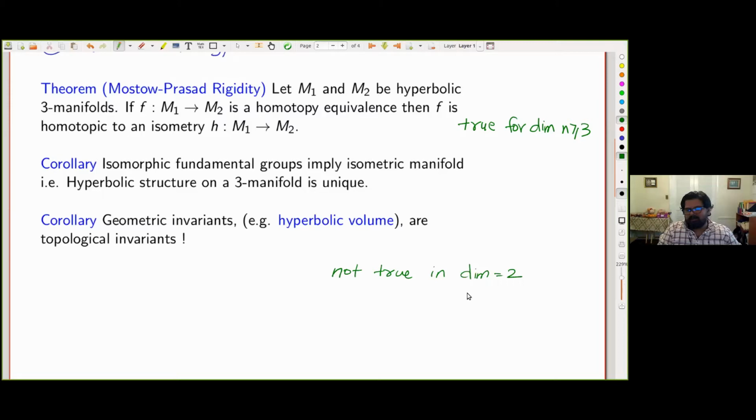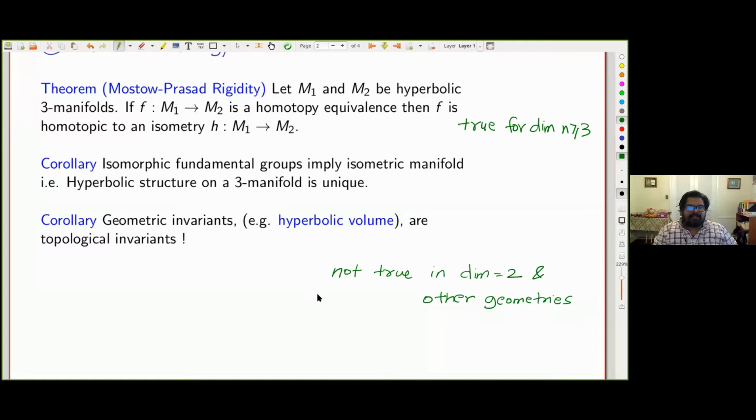Of course, you have the whole Teichmuller space worth of structures. It's also not true for other geometries. For example, if you take Euclidean geometry and take the torus, you can get a torus of any area. You can basically scale it and make it bigger. You cannot do this for a hyperbolic three-manifold. So that is the first structure theorem.